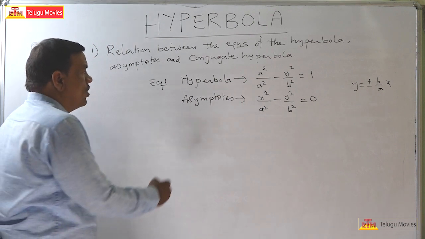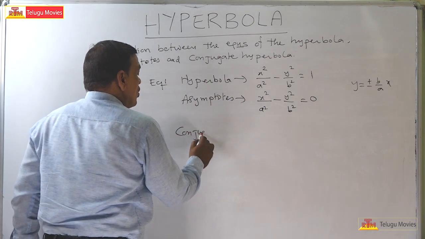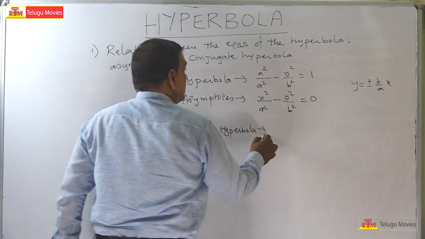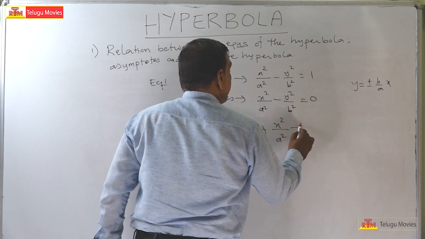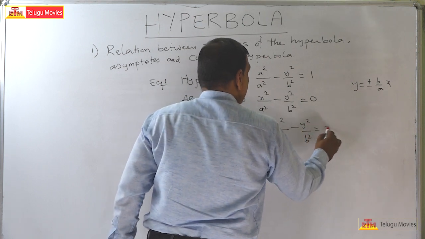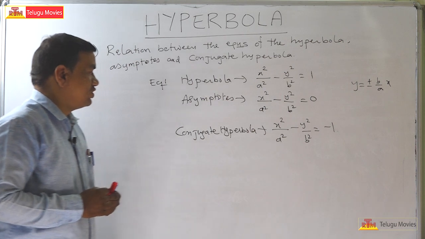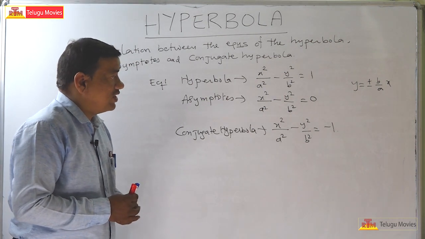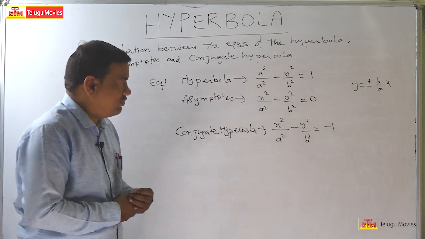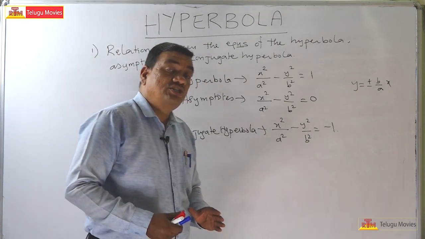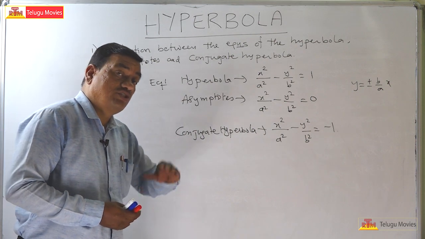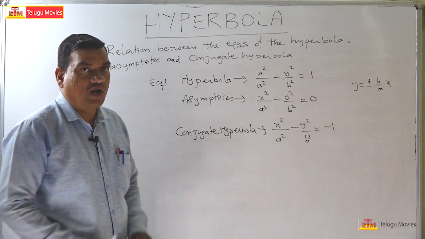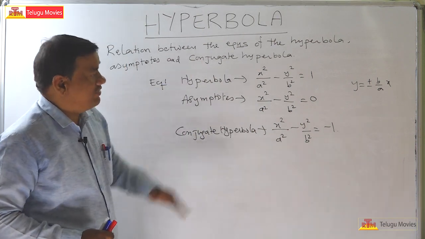This is because the asymptotes pass through the origin. Okay now, what is the equation of the conjugate hyperbola? It is x square by a square minus y square by b square is equal to minus 1. Why? Because here we interchanged the transverse axis into the conjugate axis and the conjugate axis into the transverse axis. That is called the conjugate hyperbola. Already we discussed this.